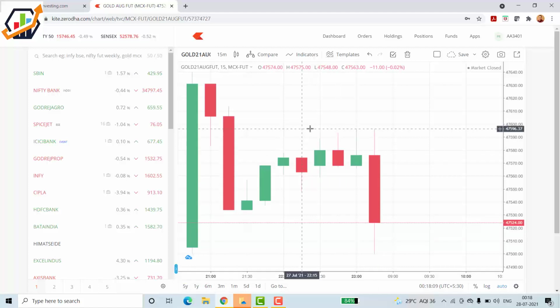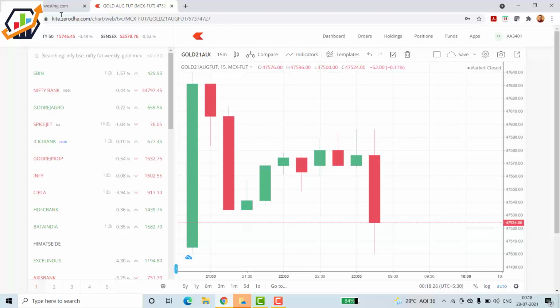So these were the 4 segments in which you can trade the options. You can buy options, you can sell options, you can buy puts, and you can sell puts also. So related to the puts, one more time I can show you for the stocks.